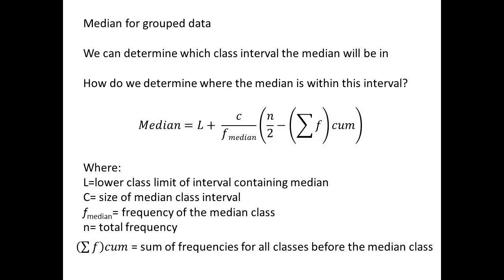L is the lower class limit of the interval containing the median. C is the size of the median class interval. F median is the frequency of the median class, and N the total frequency. Sigma F cumulative is the sum of the frequencies for all the classes before the median class.